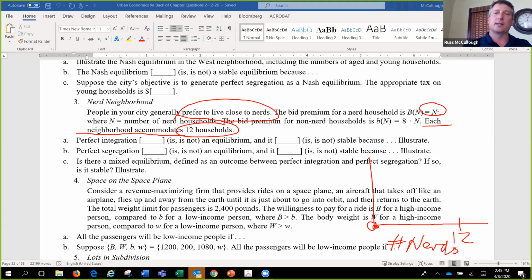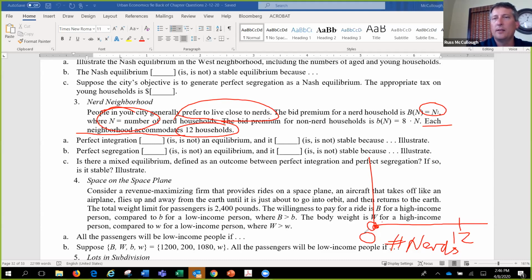So what we're looking to say is, is the current mix of people in equilibrium or not? With the n squared business, n is the number of nerd households in the neighborhood. If we've got 12 nerds, or if we have 0 nerds, that is kind of our starting point. So what is it at 12 nerds versus this function?